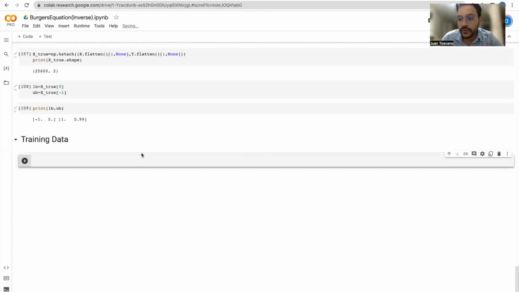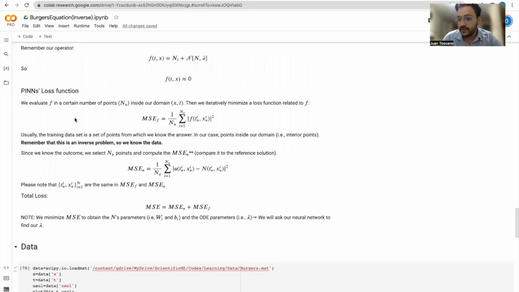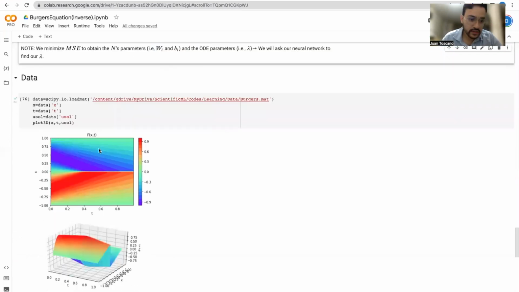Okay, let's start with our training data. Remember that in this kind of problems, inverse problems, we just pick a certain number of points inside our domain, evaluate our partial differential equation, and use those same points to evaluate our model performance. So we just need one group of data, which is quite different from a forward problem. Remember that in a forward problem, we had two groups of data: the collocation points at which we evaluated the partial differential equation, and also the boundary and initial conditions at which we evaluate our model itself.